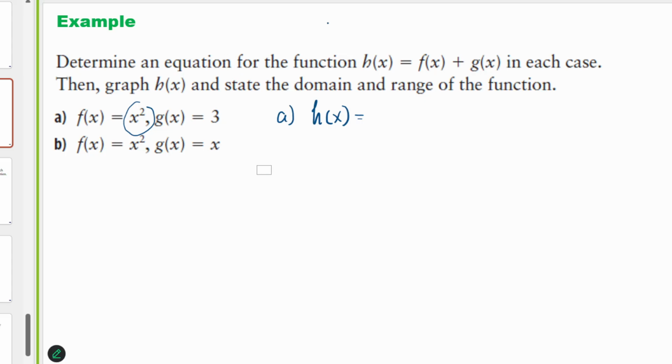f(x) is x squared, right? So substitute the symbol f(x) with its expression. f(x) is simply x squared. So what is g(x) here? g(x) is 3, so that simply adds 3, right? That is the expression of h(x). You get it? So what is the domain?